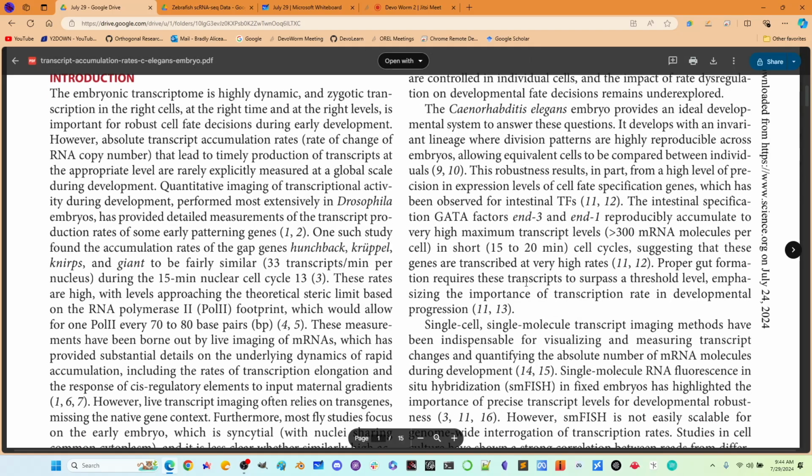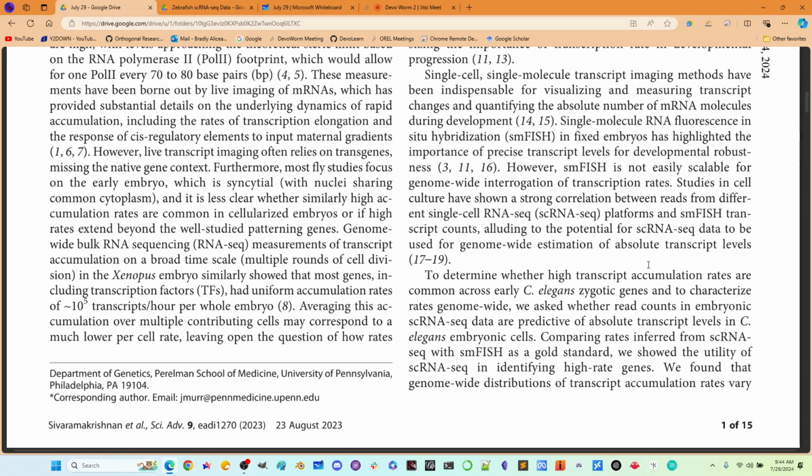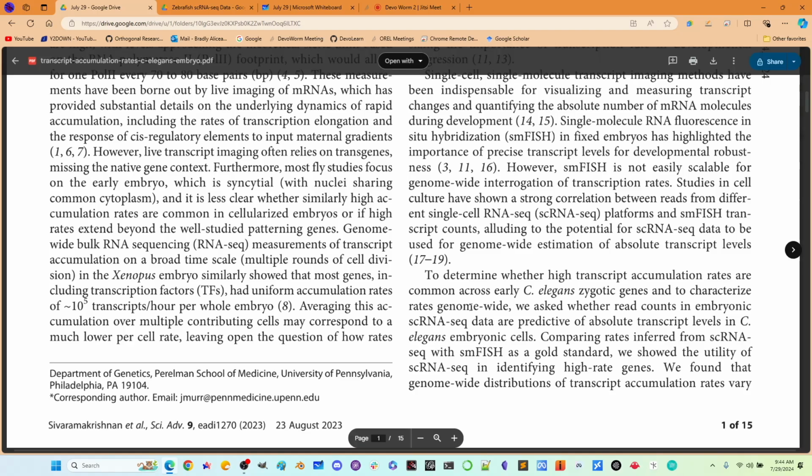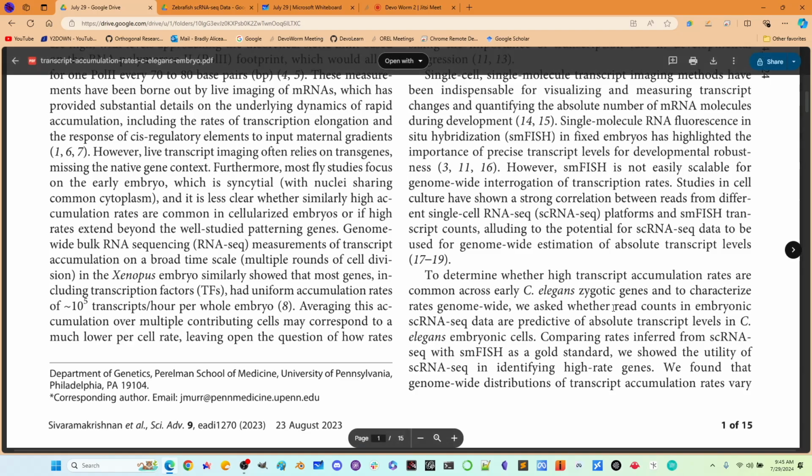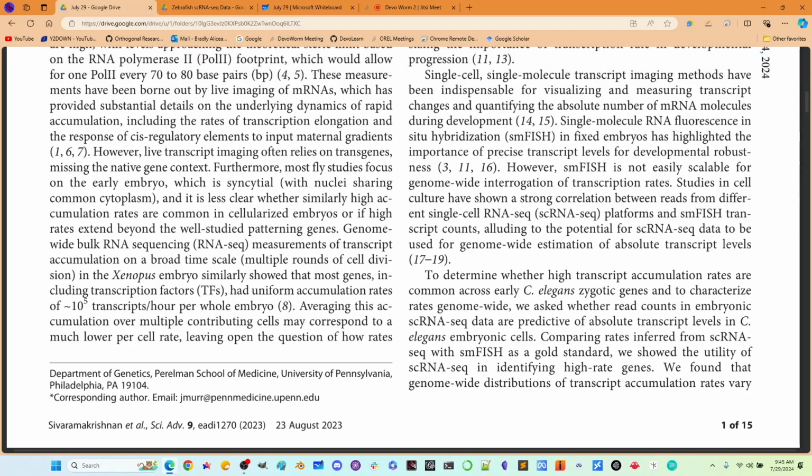Proper gut formation requires these transcripts to surpass a threshold level, emphasizing the importance of transcription rate in developmental progression. They want to measure high transcript accumulation rates and characterize these rates genome-wide. So they actually look at the read counts in scRNAseq data. So actually they are looking at the same technique, scRNAseq.